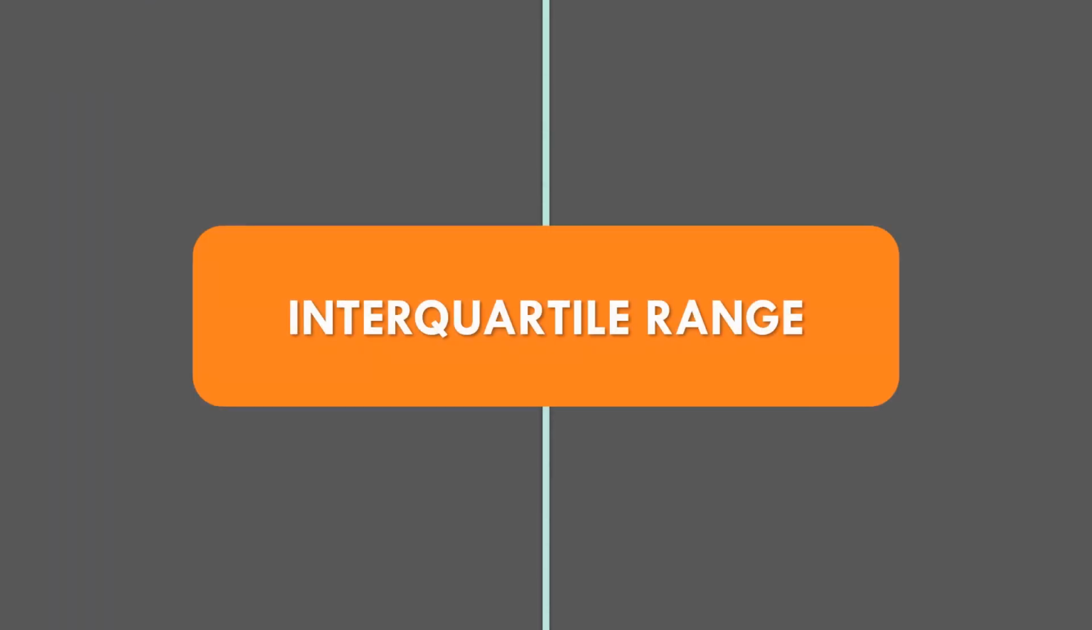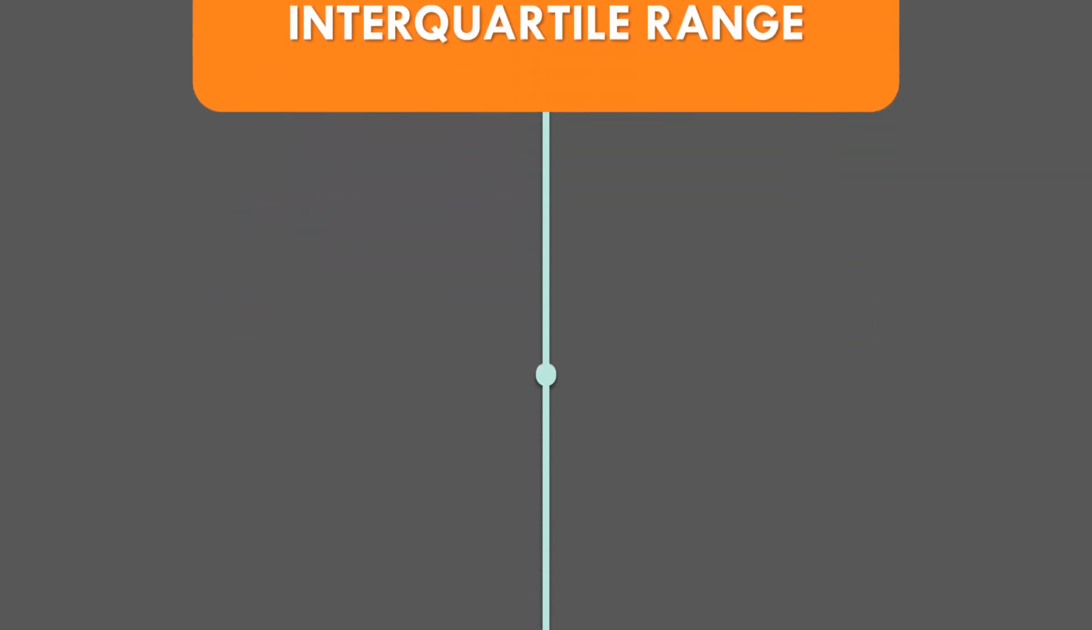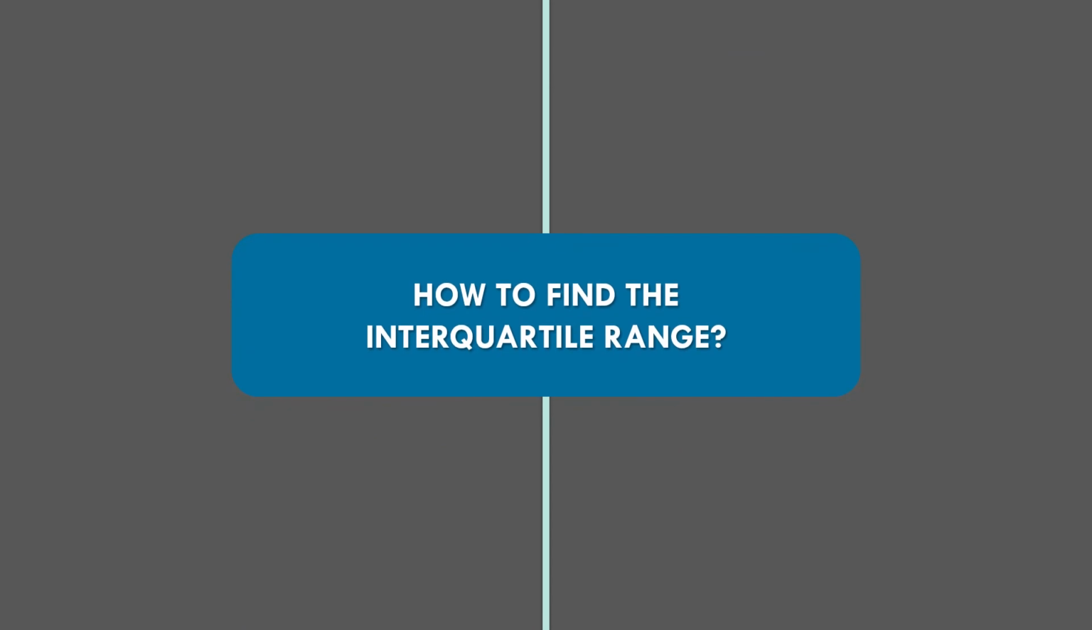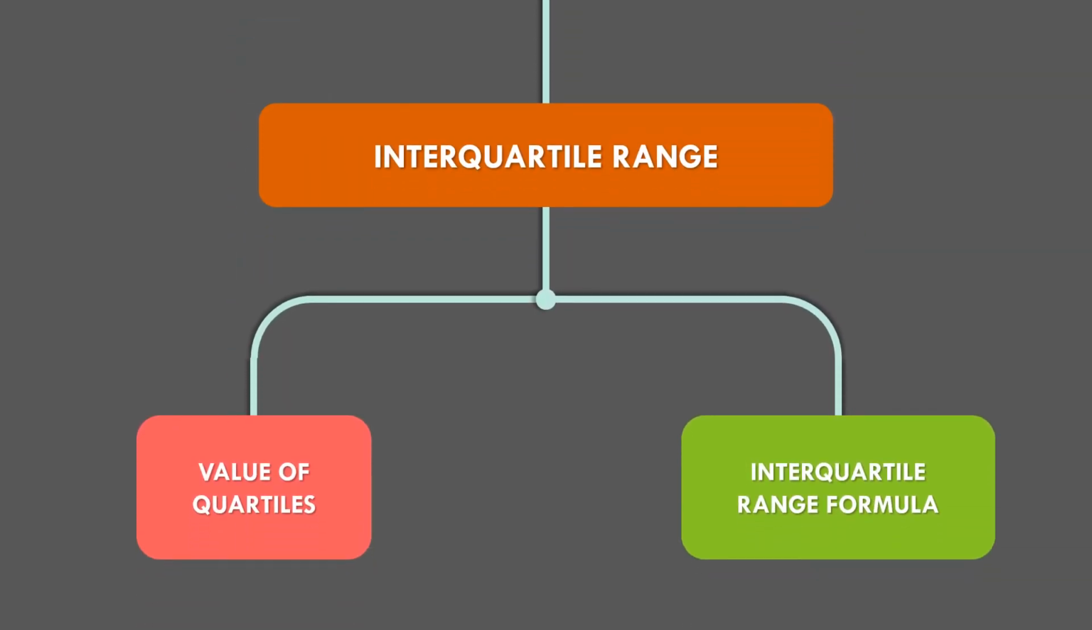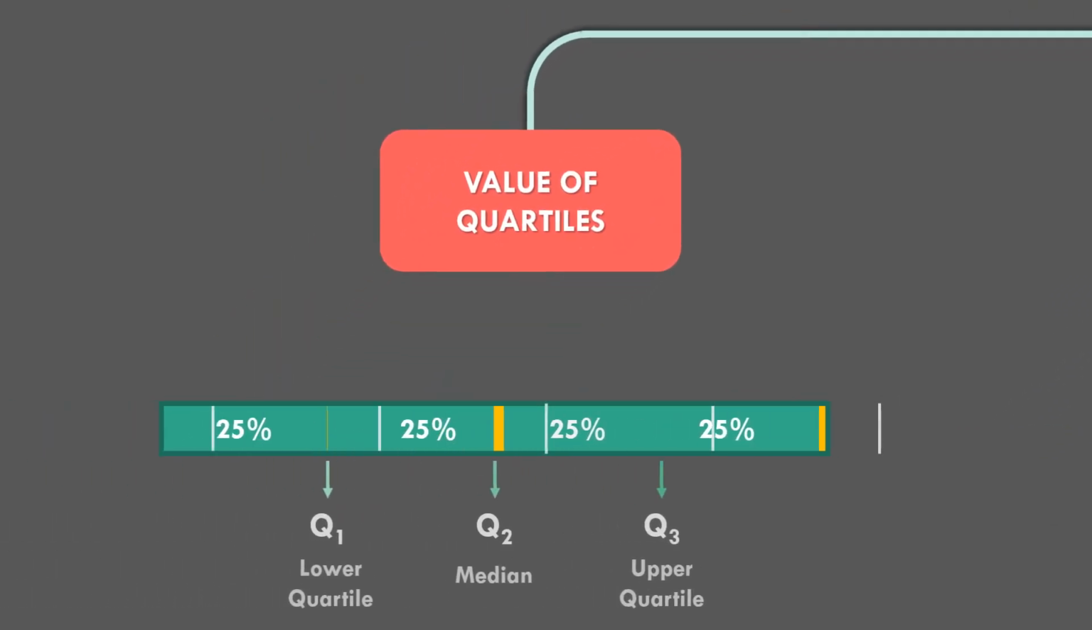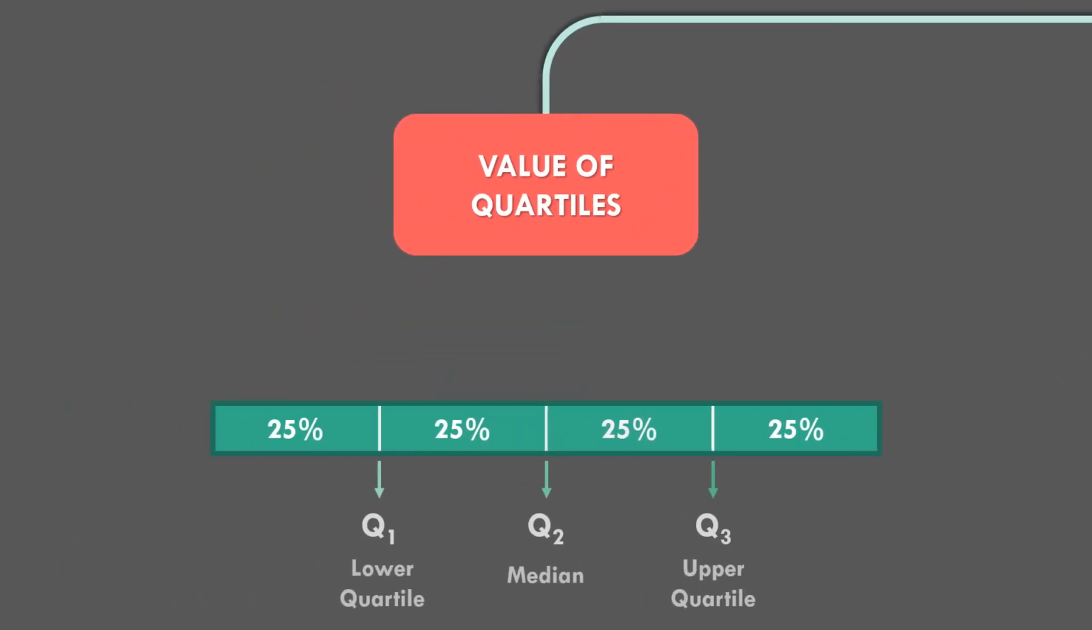Let us recap what you have learned about interquartile range, how to find the interquartile range. The very important thing is the value of the quartiles and the interquartile range formula. To get the value of the quartiles, the middle in the given set of data is the quartile 2 or the median.